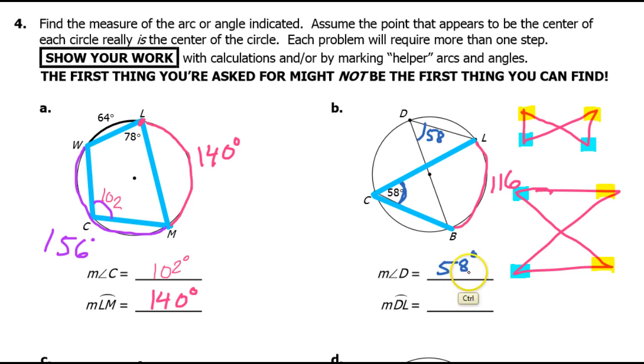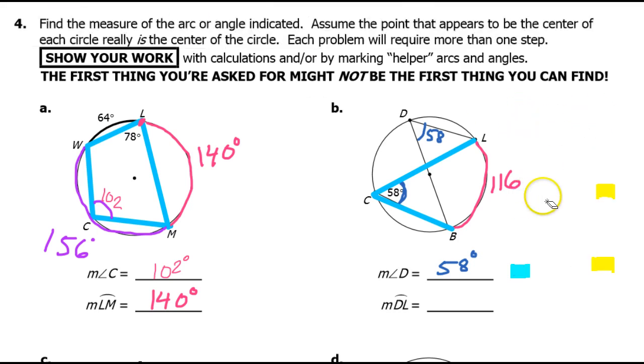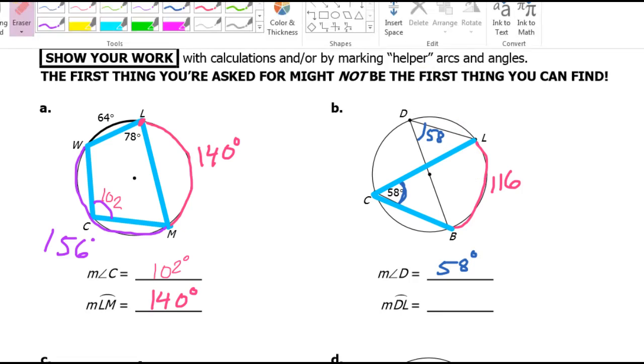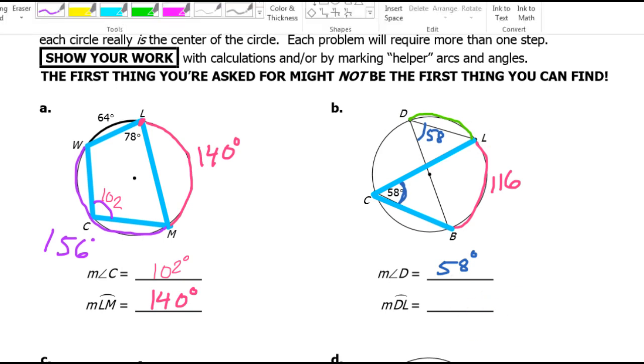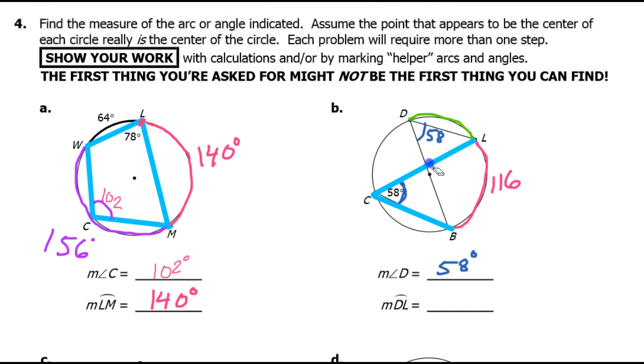Now, Karem. Now that I know that this arc is 116, get this stuff out of the way. Now you should be able to tell me what arc DL is going to be. How would I figure that out? You subtract 180 from 1. You subtract 116 from 180. Perfect. Okay.